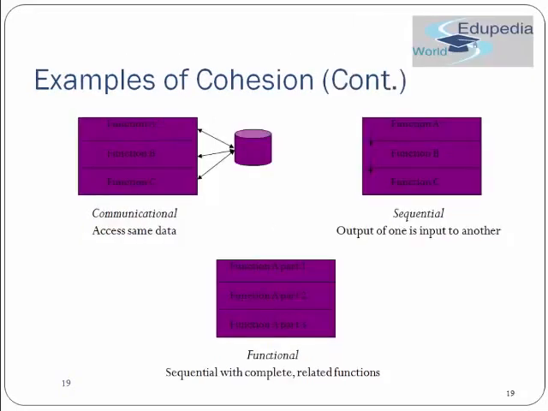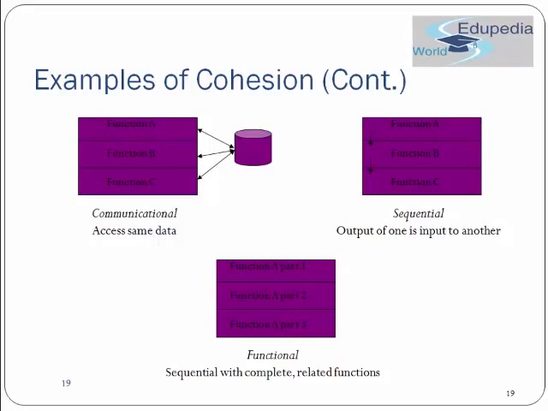Okay. Then we have communicational cohesion. It says accessing the same data. So there are three functions, but all these are accessing the same data. That is a part of communicational cohesion. Then we have sequential. That means the output of function A will form the input of B, and the output of function B will form the input of function C. Fine.